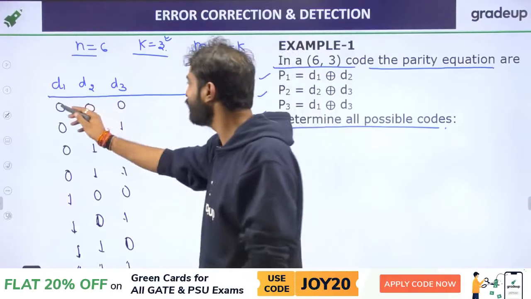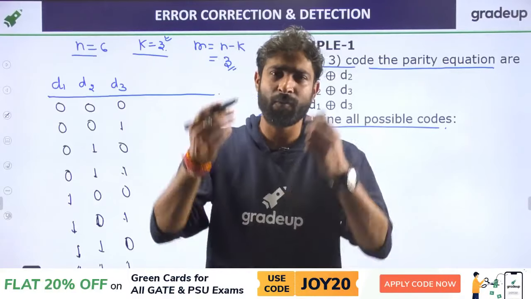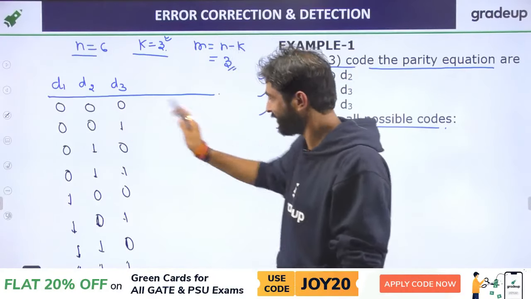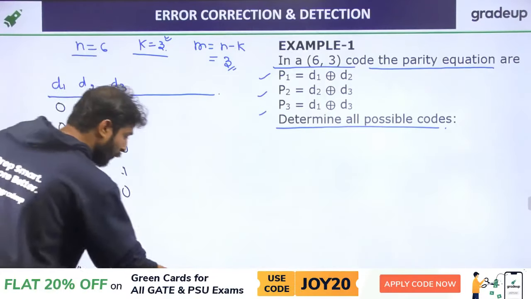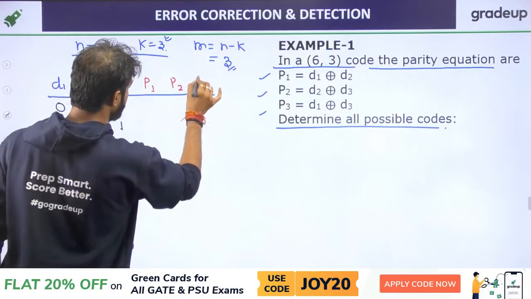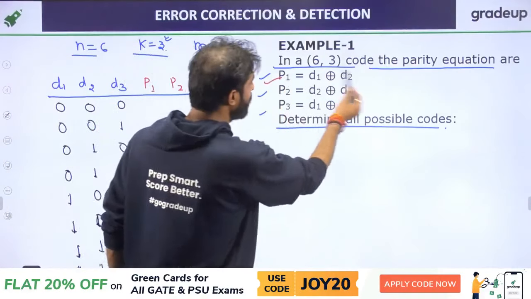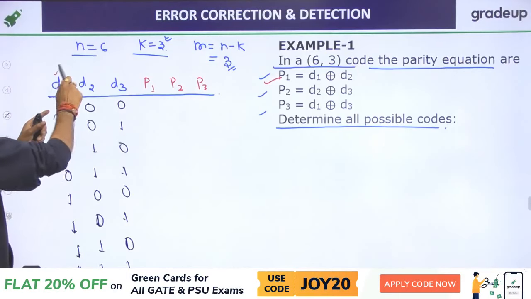But if you are writing like this, 0, 0, 0 in the mind, then there is no need of forming the table. Everything will be clear in your mind. So just remember one thing, you should write like this. Now, if you want to find out the parity, I'm writing P1, P2 and P3. How will we form P1? P1 is nothing, it is just D1 XOR D2. So just do the XORing between D1 and D2.